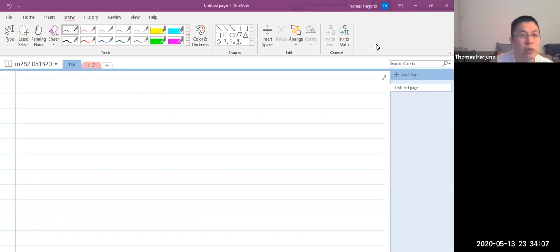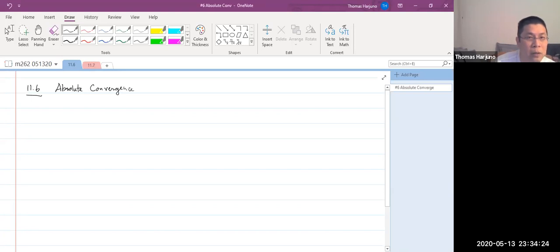Now, in 11.6, we have some new definitions. This is on absolute value, absolute convergence. That's the first part. The second part, ratio test. And then root test. The first one, absolute convergence.